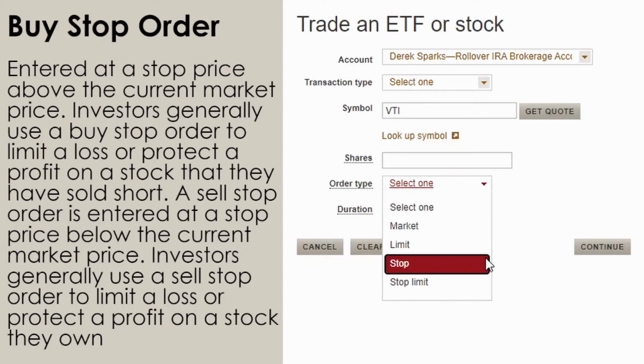That leads into just a little bit more detail on this. So a buy stop order is entered at a stop price above the current market price. Investors generally use a buy stop order to limit a loss or protect a profit on a stock that they have sold short. A sell stop order is entered at a stop price below the current market price. Investors generally use a sell stop order to limit a loss or protect a profit on a stock they own.